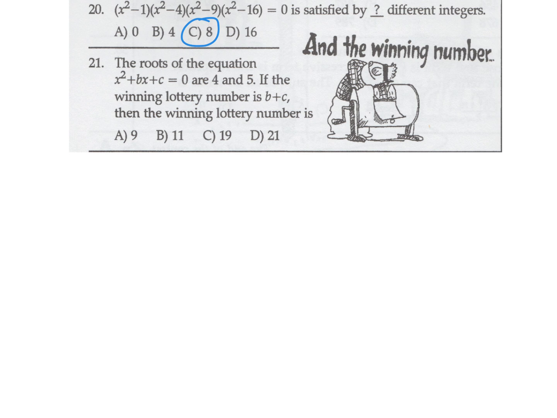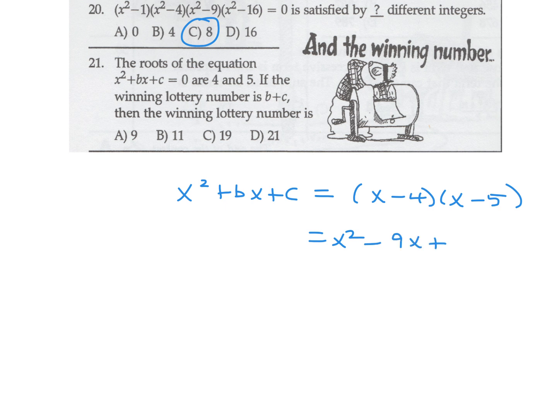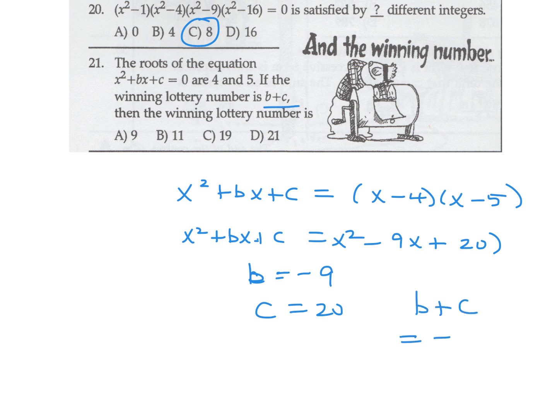The roots of the equation x squared plus bx plus c are 4 and 5. If the winning lottery number is b plus c, what is the winning lottery number? Okay, so x squared plus bx plus c has roots 4 and 5. So that means x minus 4 and x minus 5 are the factors. So if you expand this, it's x squared minus 9x plus 20. So that basically means that my b is equal to negative 9, and my c is equal to 20. So b plus c would be negative 9 plus 20, and that is 11. So 11 is the answer, and that would be B for number 21.